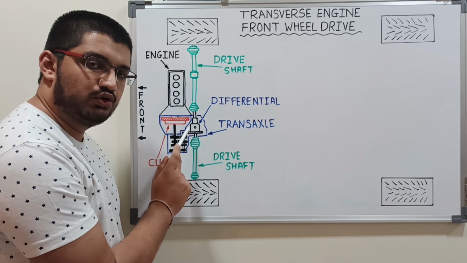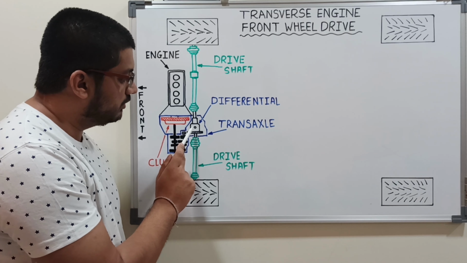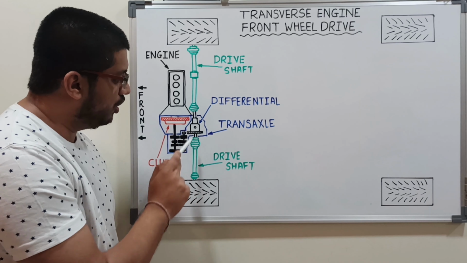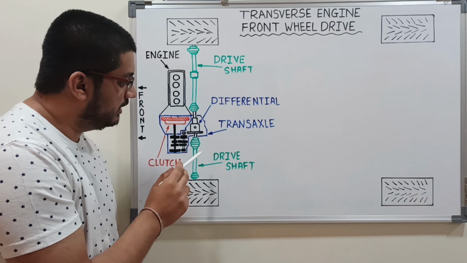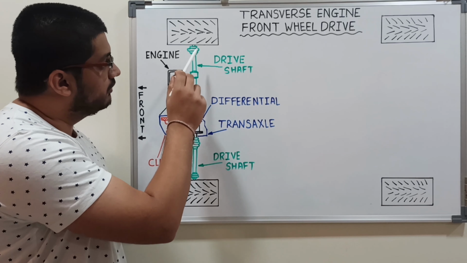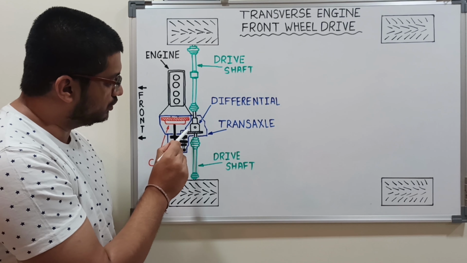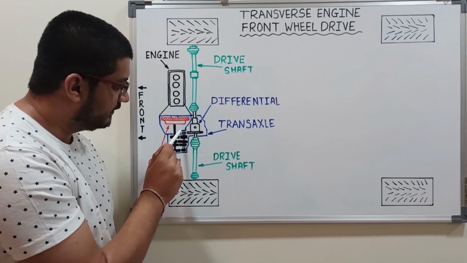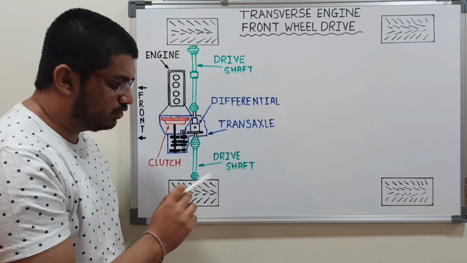In the differential, as we know, the power is split between two outputs. The two outputs of the differential are connected to two CV shafts or constant velocity shafts, as we call them. They are also called drive shafts or half shafts. And through these two half shafts or drive shafts, the power further goes to the two wheels. So this is how the power flows: engine, when the clutch is engaged, through the clutch to the input shaft, then to the differential, and through the differential to the two drive shafts and two wheels.